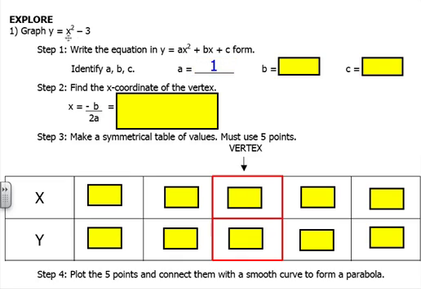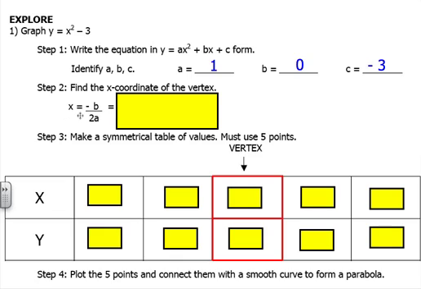Now look at the equation. There is no b term. There is no x term. So therefore, our b value is 0. And the constant in this term is -3. So c is -3.